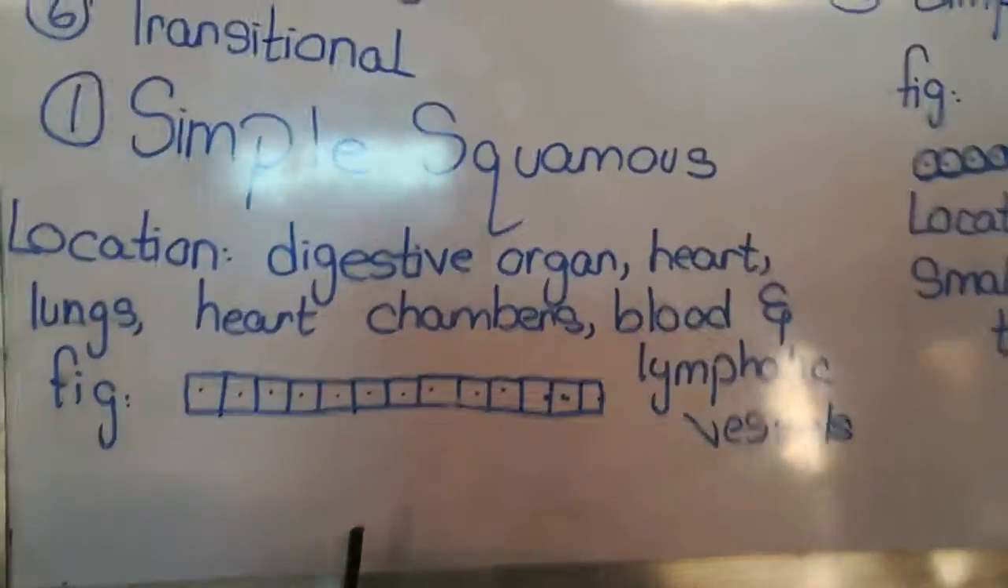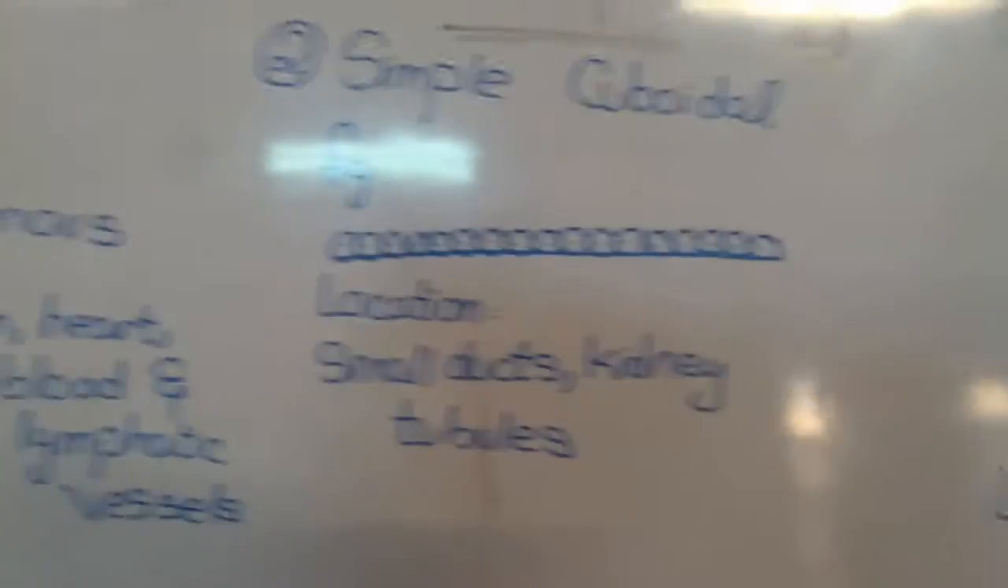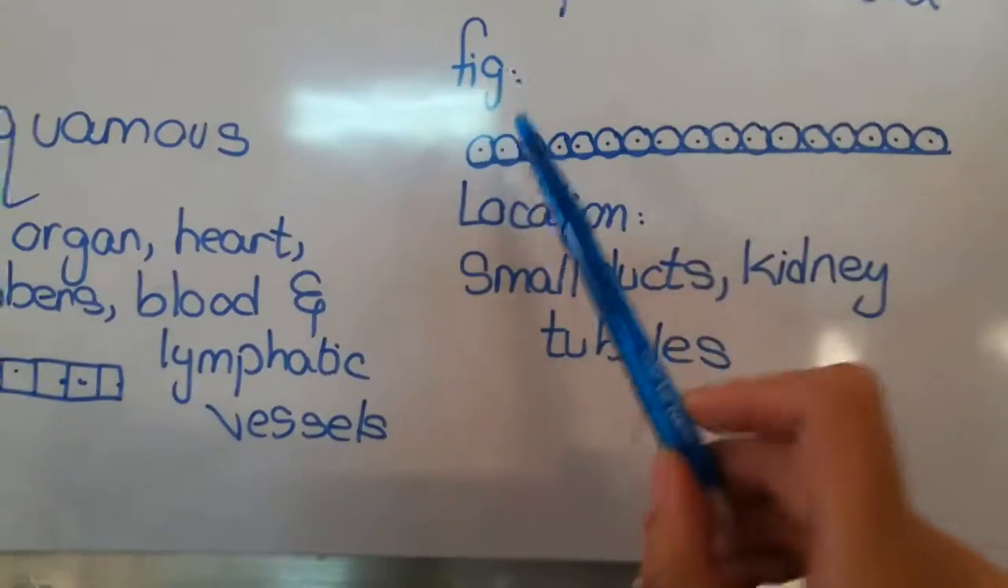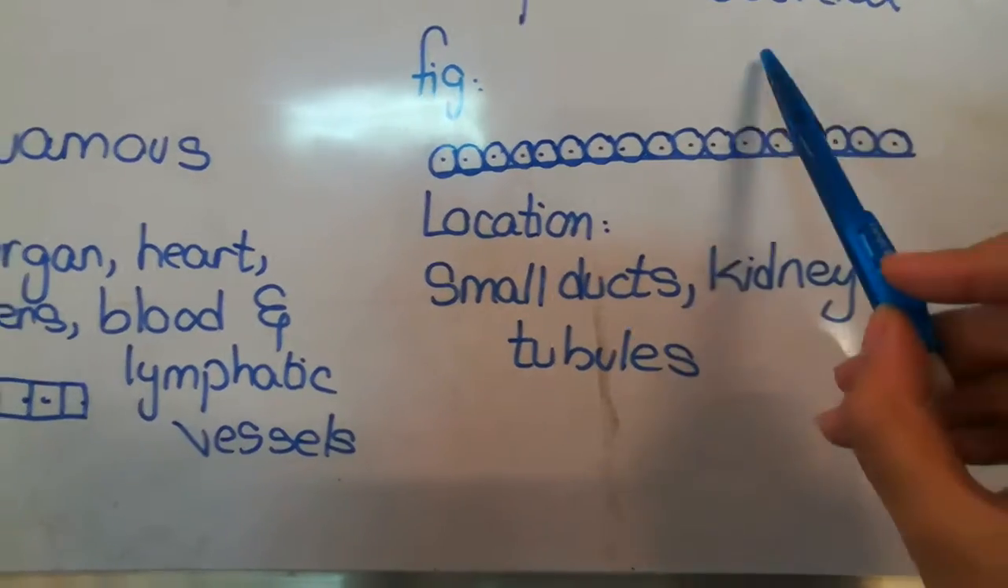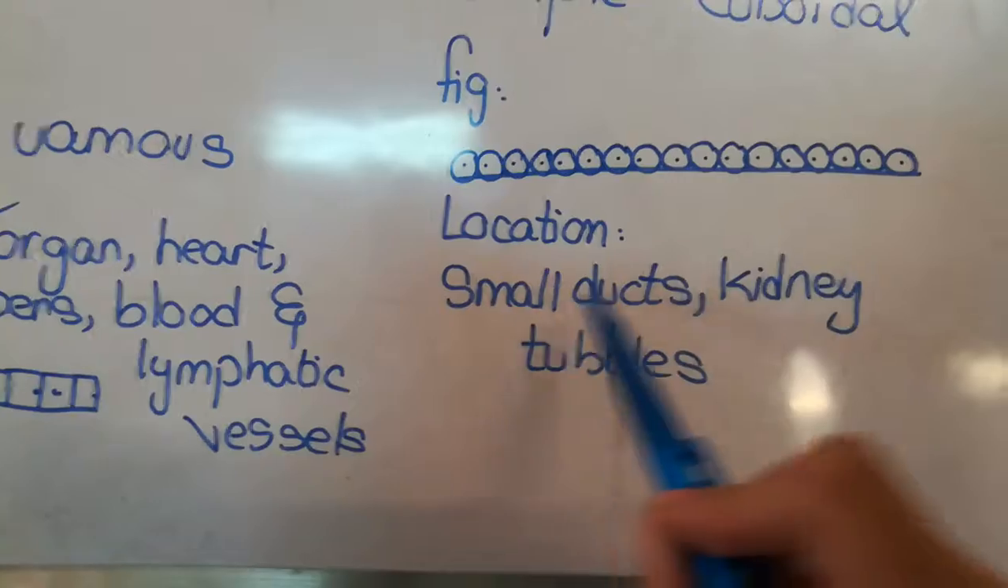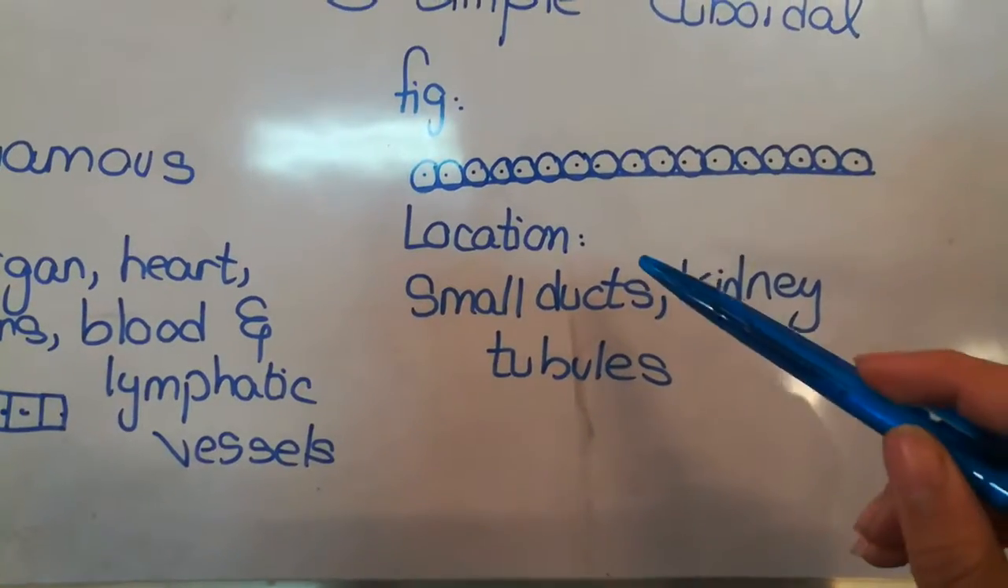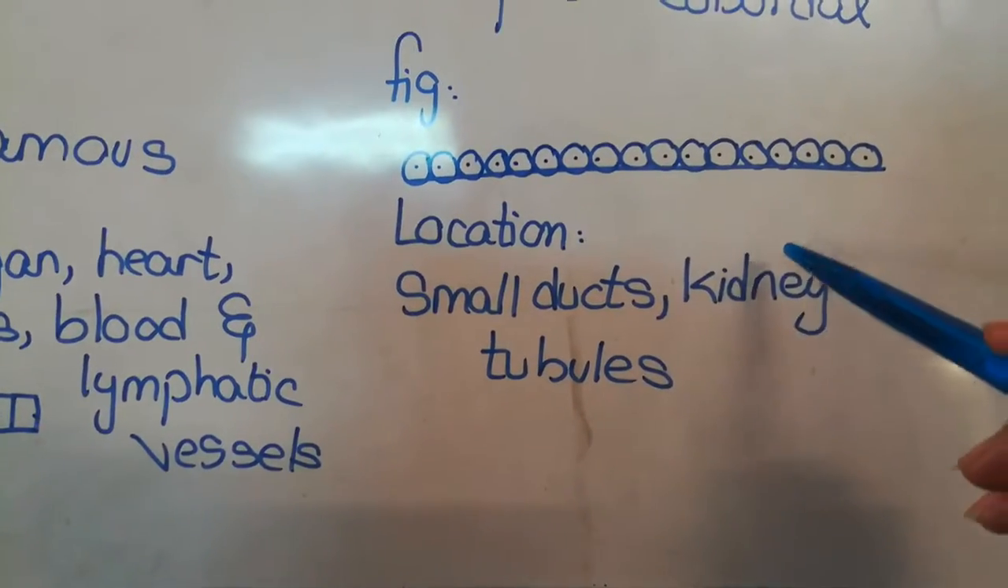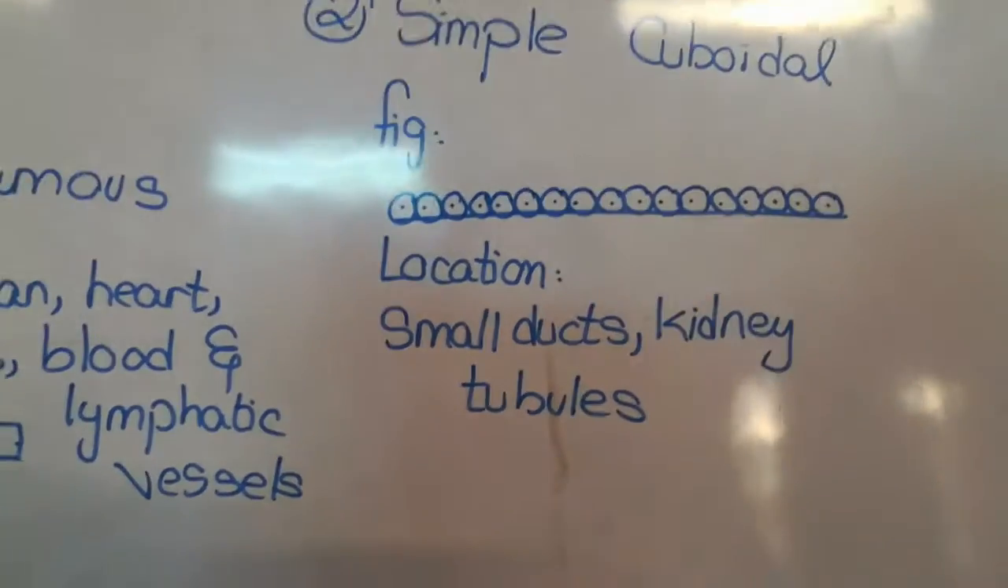Now coming to the next, that is the simple cuboidal epithelium. Simple as simple, so it is a single layer, but instead of the flat or squamous shape, they are rounded cells. They are located in your small ducts and kidney tubules, and their function is to protect these ducts and help in the absorption and transport of fluid in your kidneys.